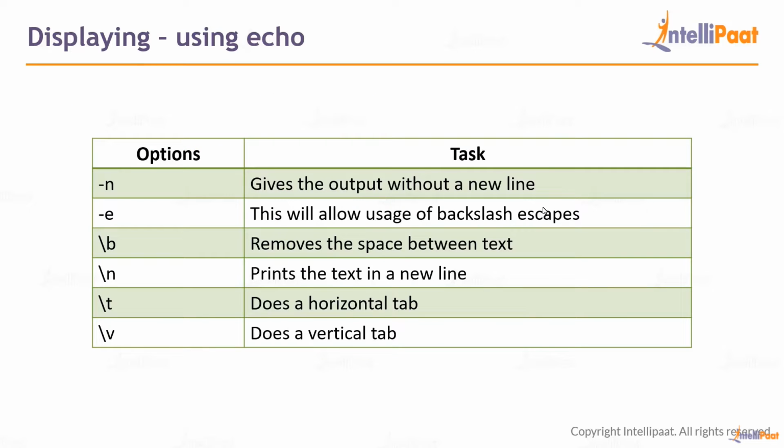So now there are some options. You can use these options while using echo. So echo, and if you use a minus n, it gives you the output without a new line. It adds that particular option to the same line itself.